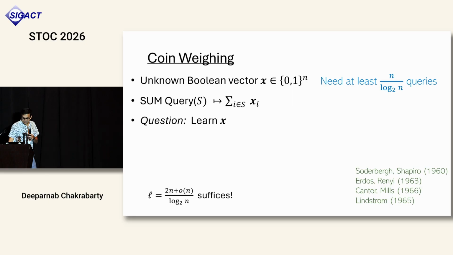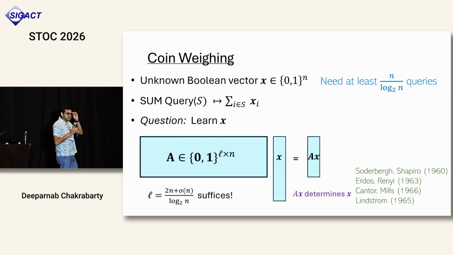So let me say what I mean by this, the fact that this 2n by log n suffices, because this is a tool that is going to be used in the graph setting as well. So what I mean is that there exists a matrix.